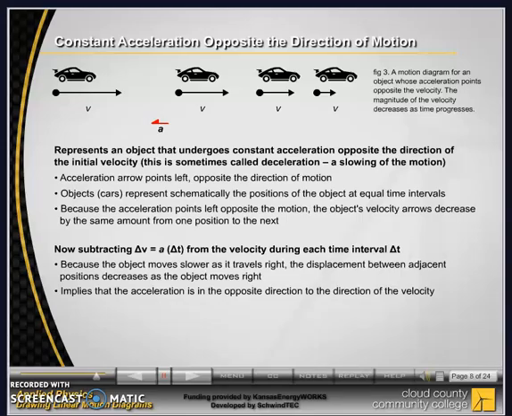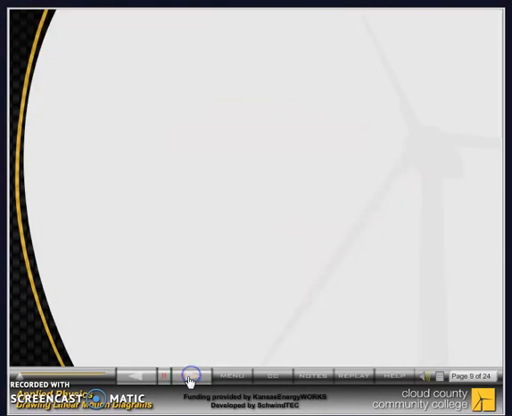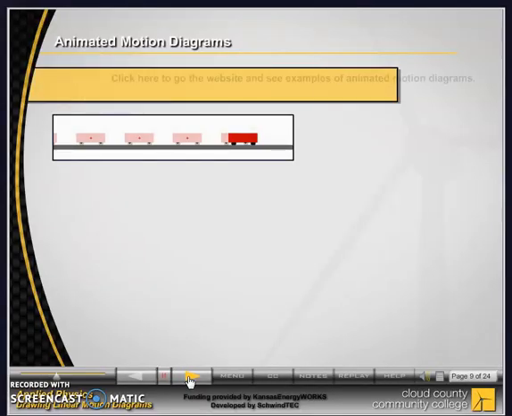You should become so familiar with these motion diagrams that you can read a linear motion problem and draw a reasonable diagram that represents the motion described in the problem. The following website shows examples of animated motion diagrams.